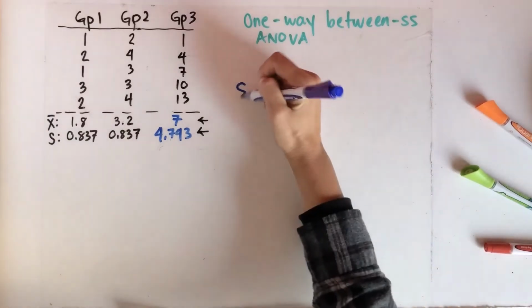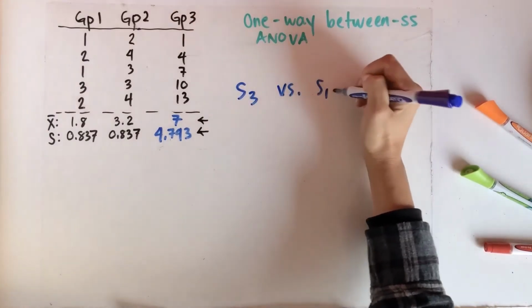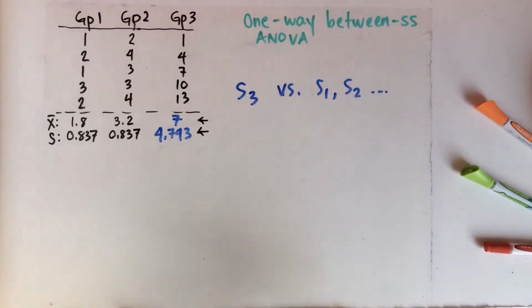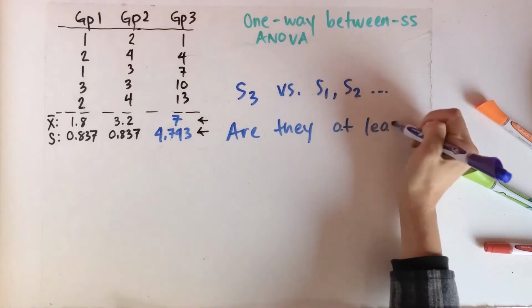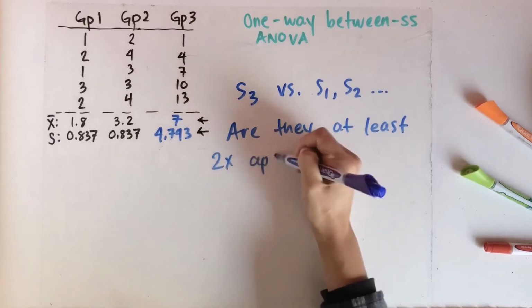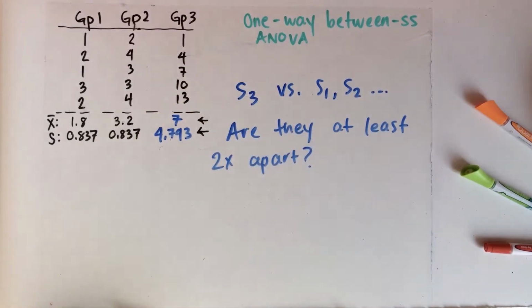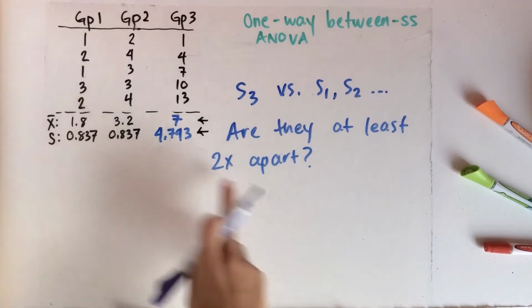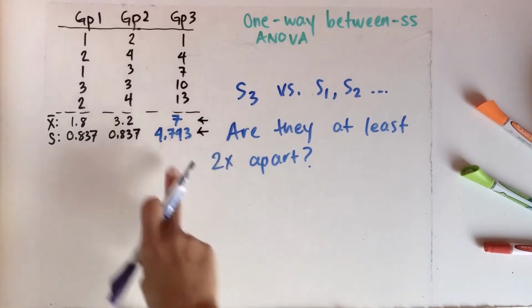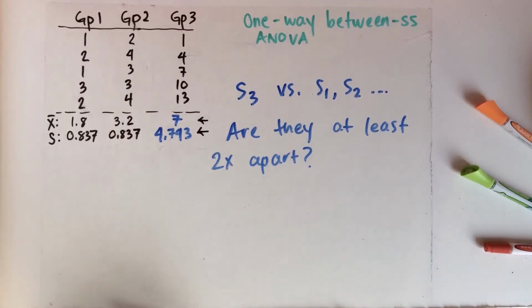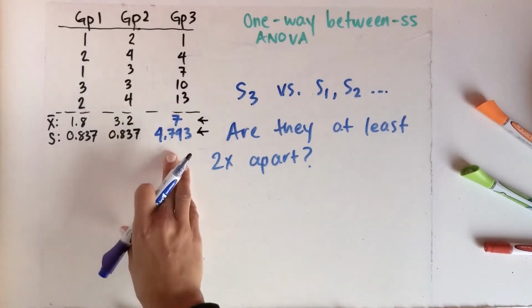And so one question we might ask is, are they at least 2 times apart? The reason we're asking is because we have a rule that if the variances of the groups are at least 4 times apart, then we may have an issue with the homogeneity of variance assumption. And in this case, it certainly appears that way.